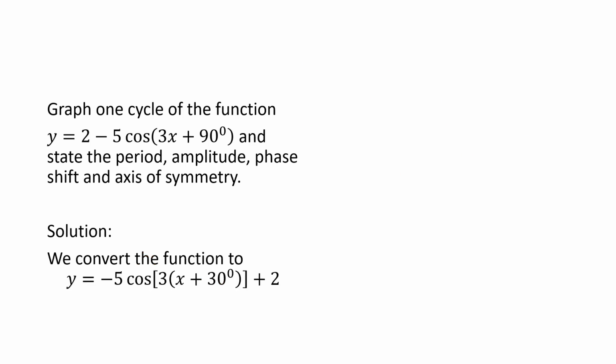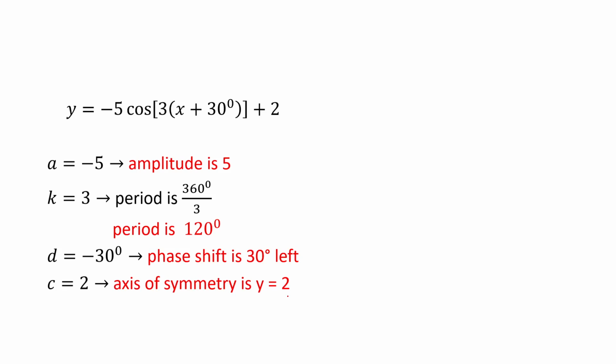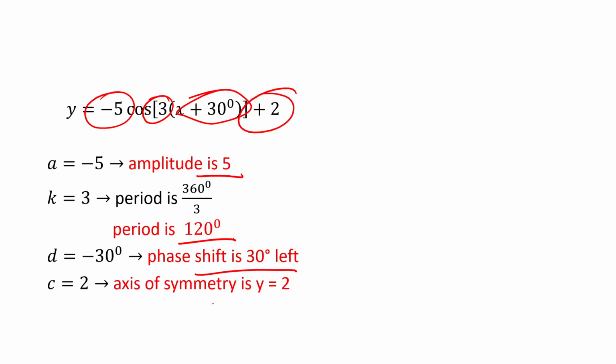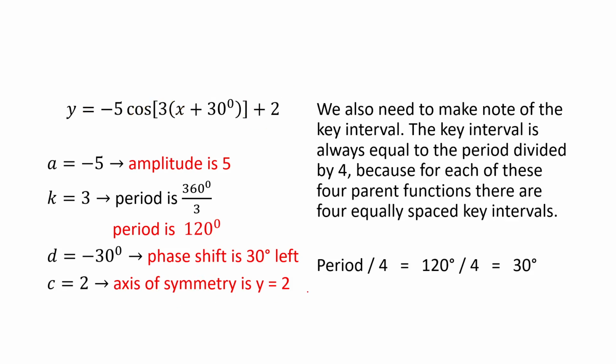Okay, so suppose we wanted to graph one cycle of the function y equals 2 minus 5 cos(3x + 90). First thing we do is take that 2, bring it to the front, and factor out the 3, and we get the expression shown at the bottom. Now, we see right away, since a is negative 5, that our amplitude is 5. Since k is 3, our period will be 120. Since d is negative 30, our phase shift will be 30 degrees to the left. And since c is 2, that will be our axis of symmetry, y equals 2.